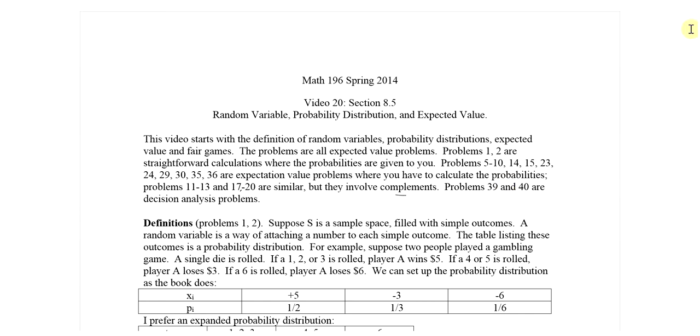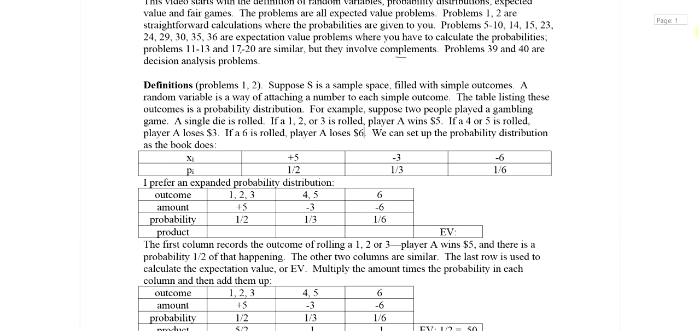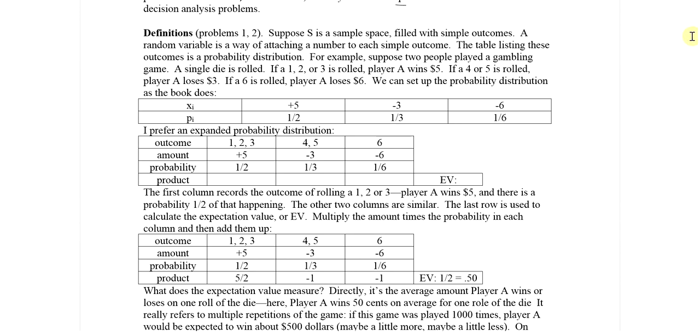Okay, so definitions and calculations for problems 1 and 2. We have a sample space filled with various outcomes. Then a random variable, and let's put a little bit of a red line underneath that. A random variable is a way of attaching some number to each outcome. And then you can set up a table that lists the outcomes and the numbers that you get, and that's called a probability distribution.